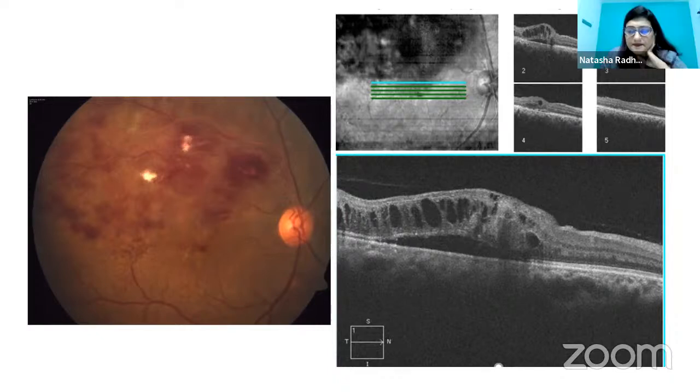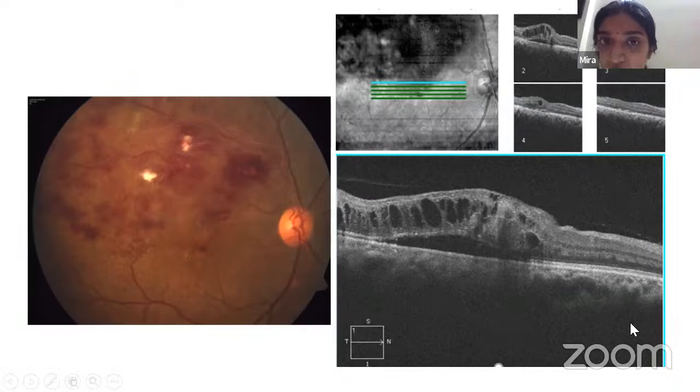Yes, Meera. So this is the OCT image of the right eye, showing the normal foveal contour is lost, and there is intraretinal edema with multiple cystic spaces, and also there is sensory neural detachment. We can see multiple hyperreflective foci also in the intraretinal layers. So correlating with the clinical picture, we can suggest that it is a supratemporal BRVO with a macular edema.